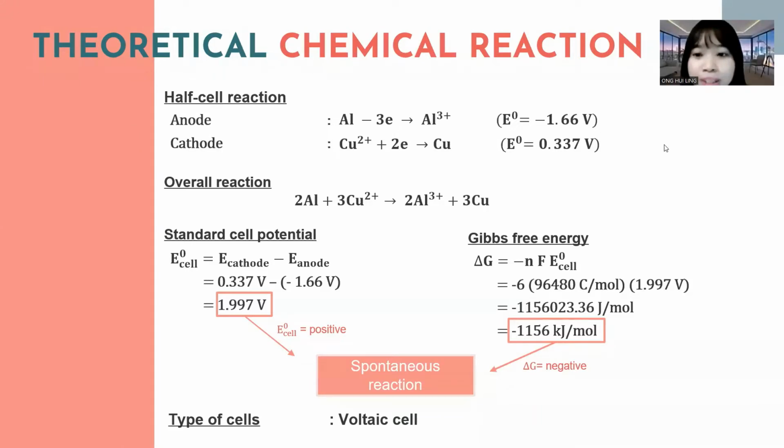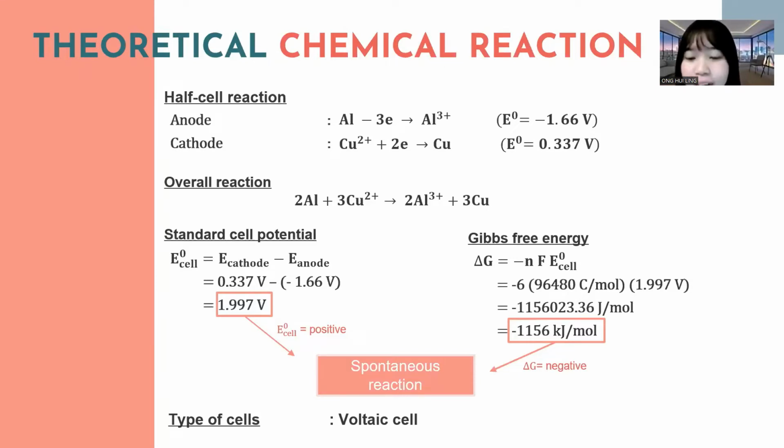Next, I will present on the theoretical chemical reactions. As mentioned before, the electrodes used are aluminium and copper. The standard reduction potential of aluminium is negative 1.66 volts, and the standard reduction potential of copper is 0.337 volts. The more negative becomes the anode, thus aluminium is the anode, and the more positive becomes the cathode, thus copper is the cathode.